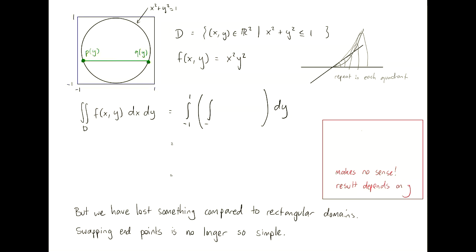So the lower bound is minus the square root of 1 minus y squared. I'm going to want to leave space there, but you can see hopefully that this point is minus the square root of 1 minus y squared, and this point is plus the square root of 1 minus y squared. Our integrand, nice and easy, x squared y squared dx. And now it's just a matter of doing the integral.